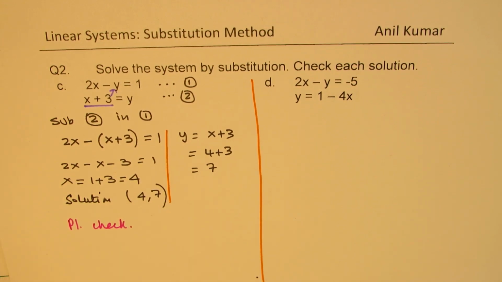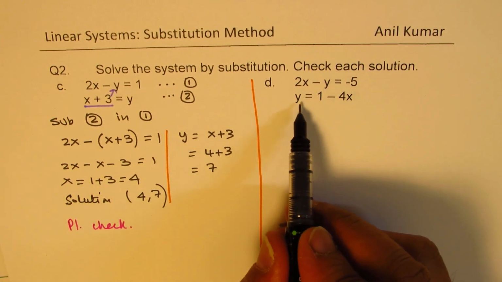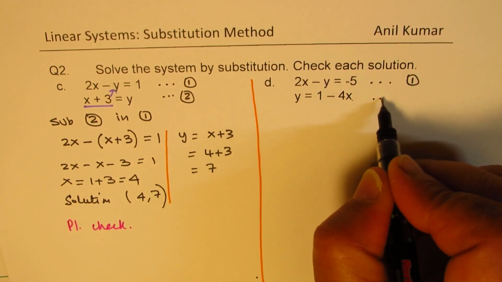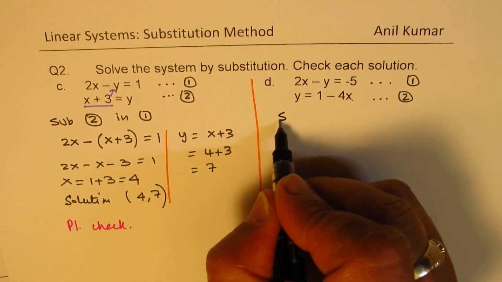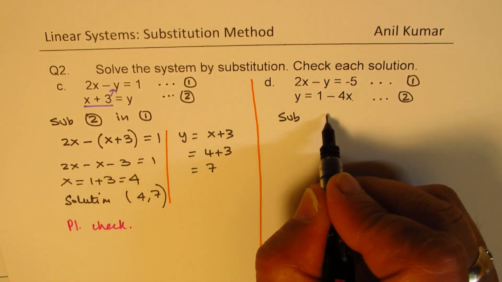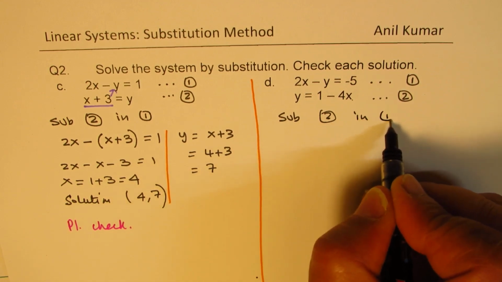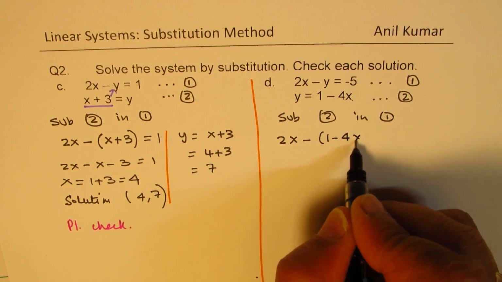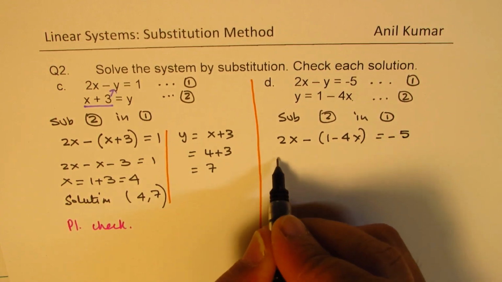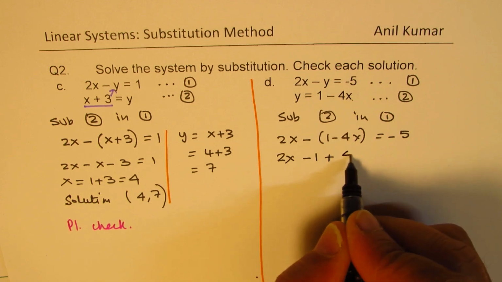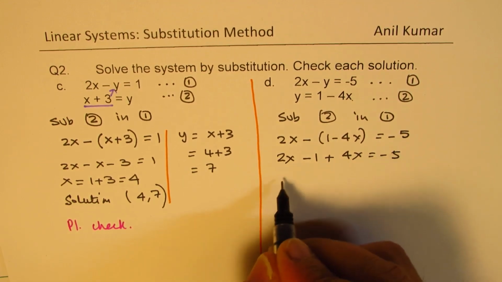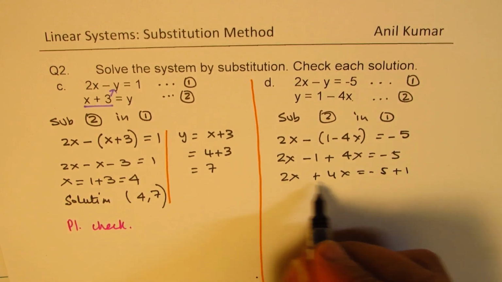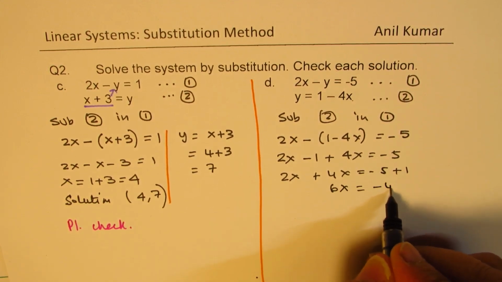Okay, let's do the next question. Now, in this case, again, we are given y as 1 minus 4x. Let's substitute, right? So that is our first equation. This is our second equation. So we'll substitute the value of y from 2 in 1, correct? So we get 2x minus (1 minus 4x) equals minus 5. So we get 2x minus 1 plus 4x equals minus 5. So we get 2x plus 4x equals minus 5 plus 1, which is 6x equals minus 4.